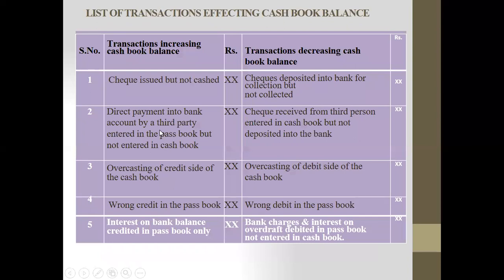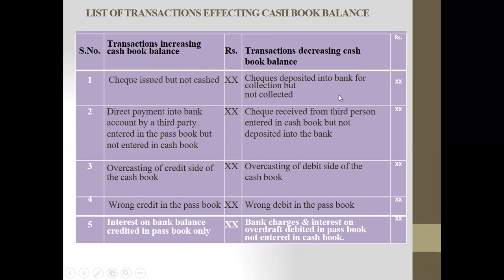Now, these are the transactions affecting the cash book balance. First we will see the transactions increasing the cash book balance. One is a check issued but not cashed, and a direct payment into the bank account by a third party entered in the passbook but not entered in the cash book. Then overcasting of the credit side of the cash book and a wrong credit in the passbook. Then interest on bank balance credited in the passbook only.